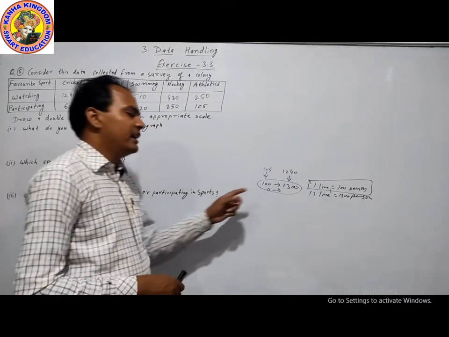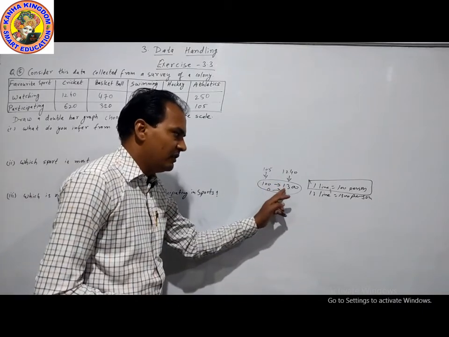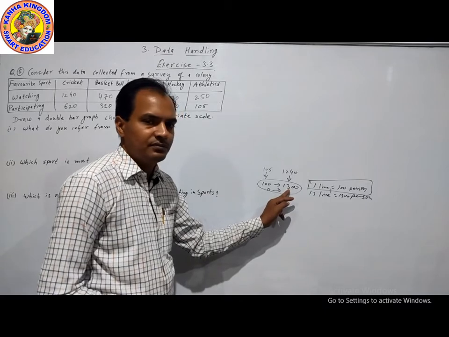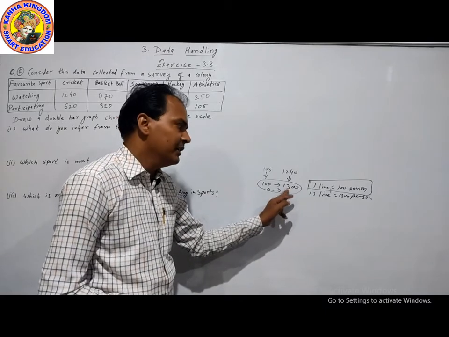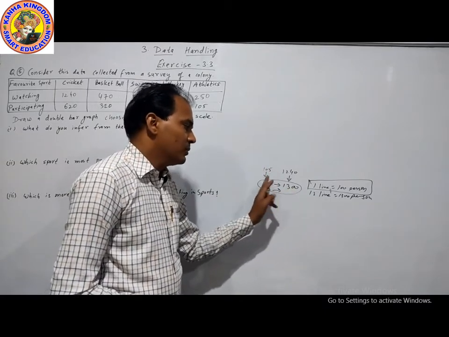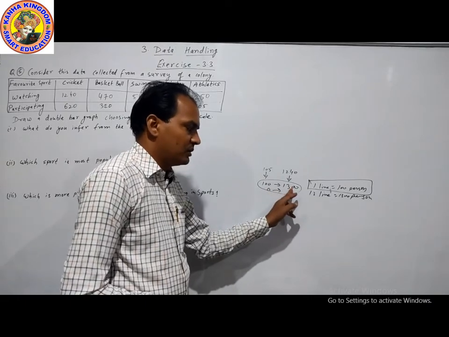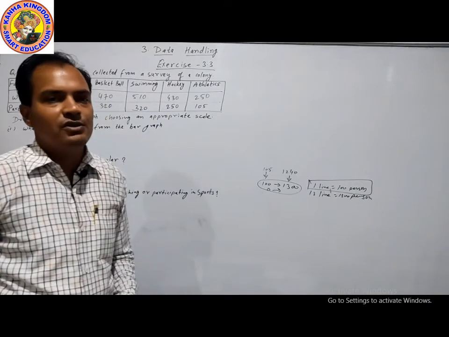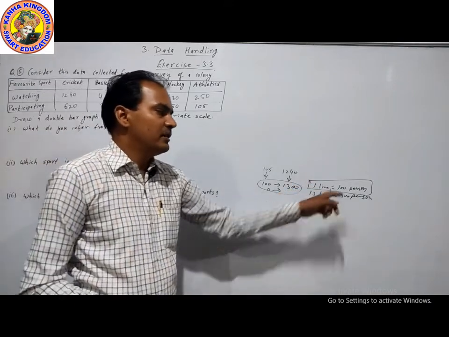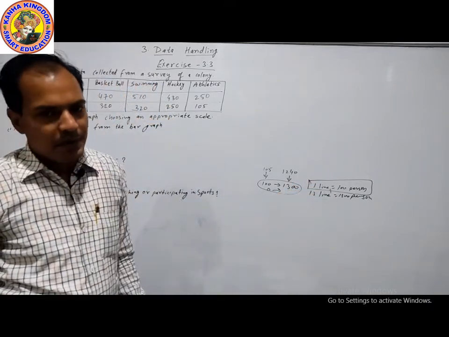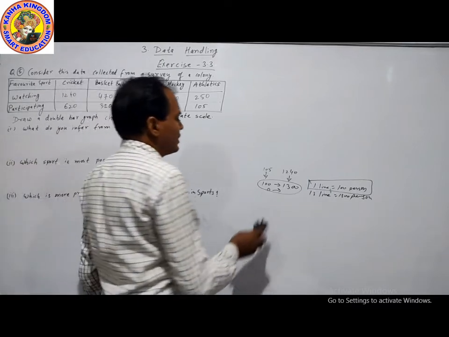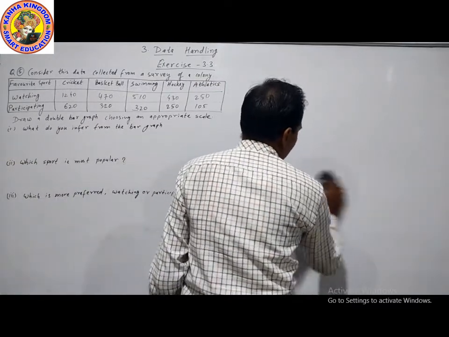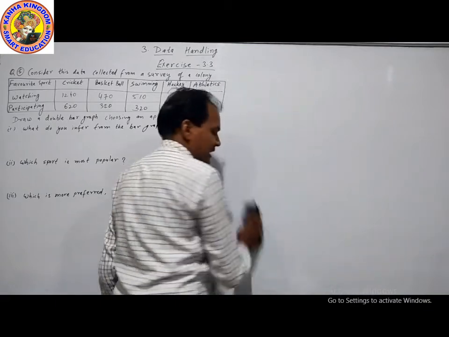For drawing a bar graph, we use 0 to 1300. One line is equal to 100 is our scale. So 1 centimeter is equal to 100. This is our scale. Now I am drawing a graph with 13 lines.